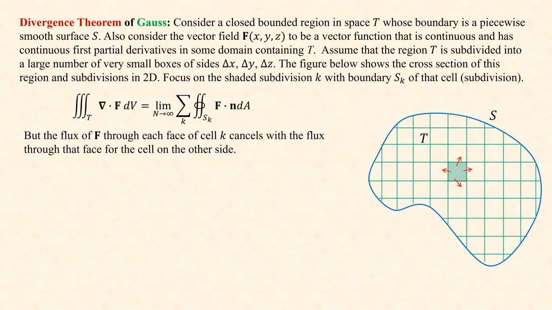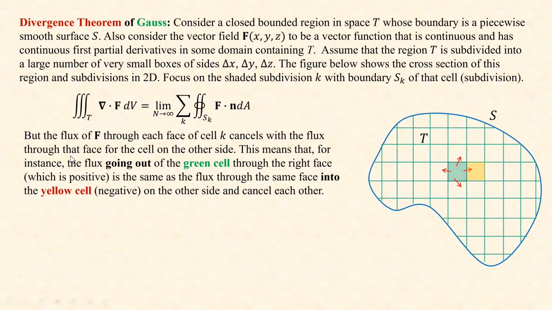But the flux of F through each face of cell K cancels with the flux through that face for the cell on the other side. So look at the SK, for example, that is this one. If you calculate the flux through all these faces, it means the flux of field F going out of that total, you can divide it into 6 faces, right? The surface is 6 faces. Each one has a neighbor on the other side. And this summation is adding all the fluxes going through all of them. Here it says the flux of F through each face of the cell cancels with the flux through that same face for the cell on the other side.